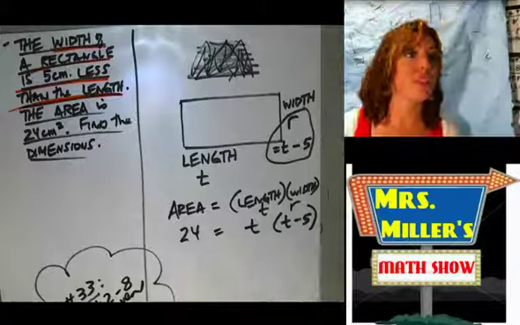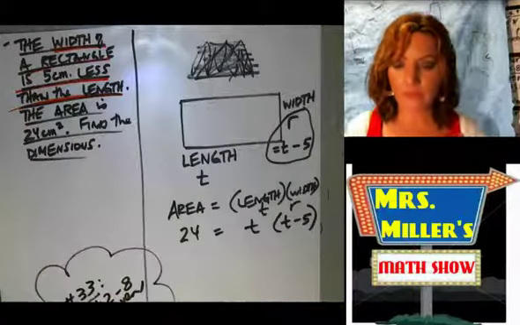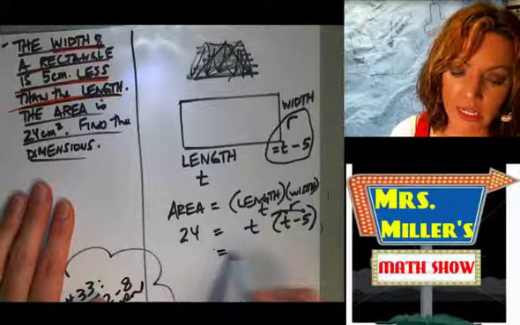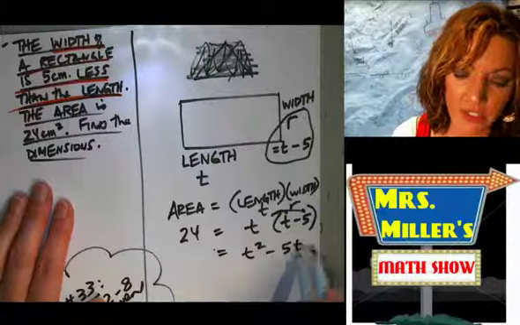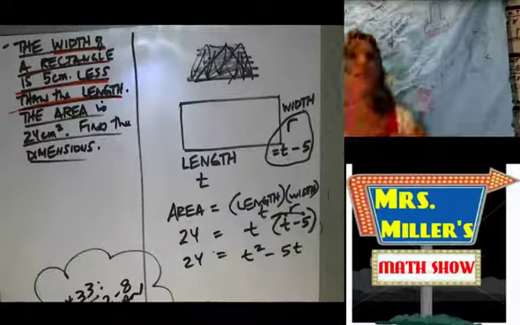Okay, that's a good question. Thank you. Sloan? Can we distribute the T? Yes, we can. Let's distribute the T. So we get T squared minus 5T equals 24. Nicely done. Everybody give it up for Sloan.